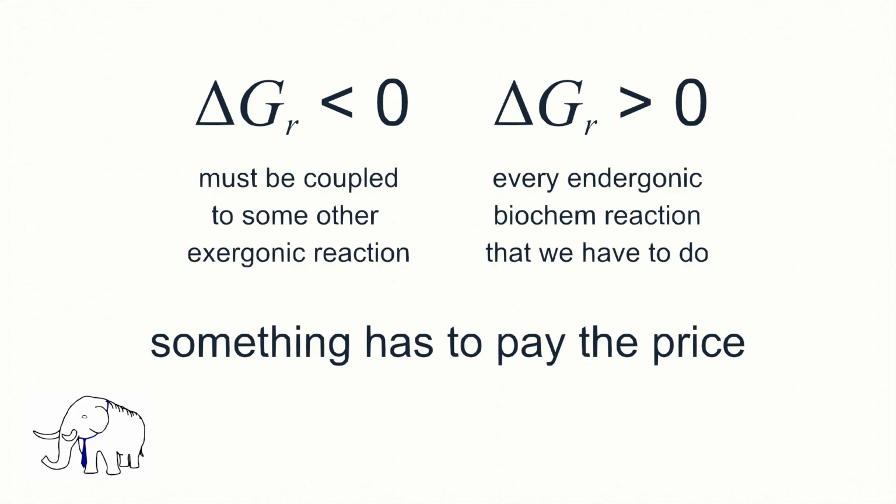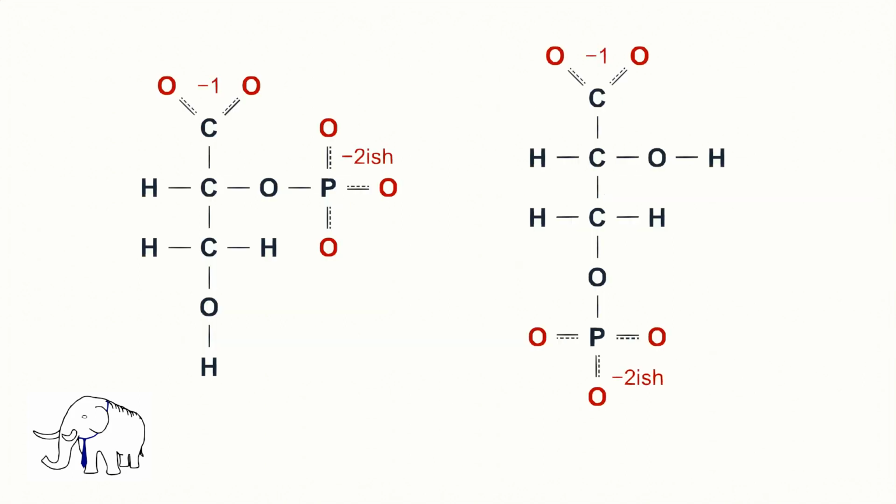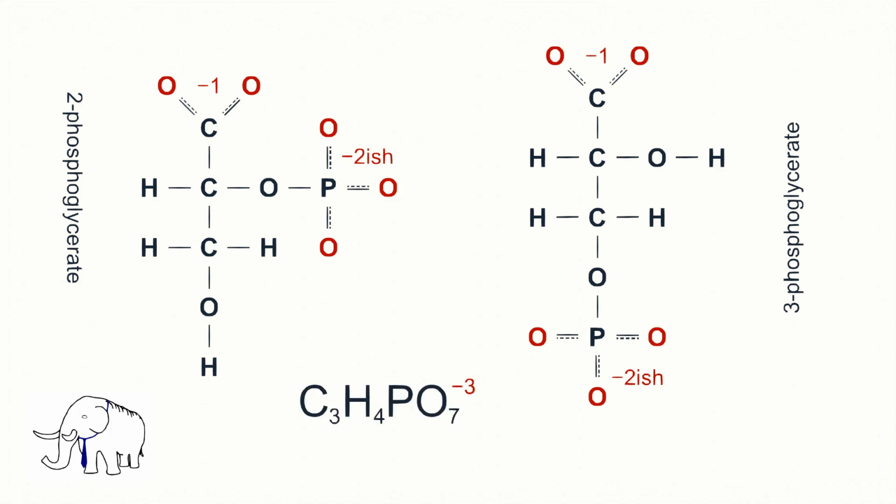Another example then. Let's look at these two chemicals here. The one on the left is 2-phosphoglycerate, and the one on the right is 3-phosphoglycerate. You can see just by looking at those chemical structures, these are very similar chemicals. They have the same inventory of parts. The atoms are just arranged a little bit differently. We have a magic word for that. These are isomers of each other.